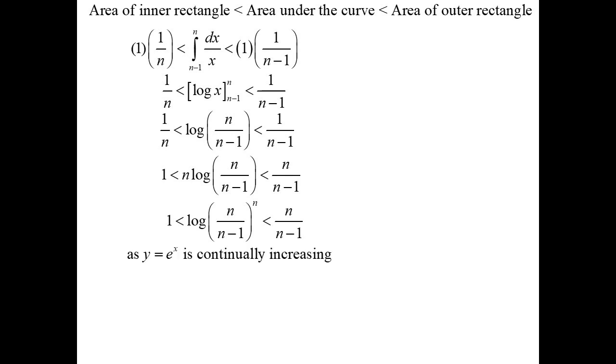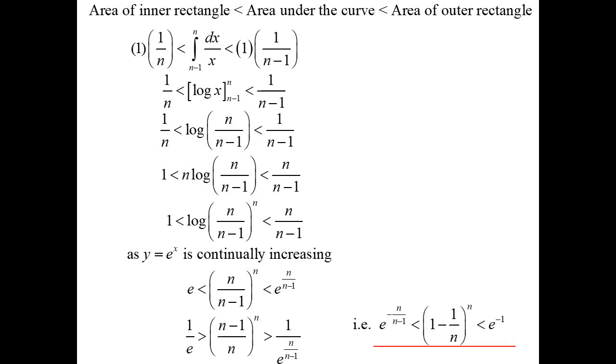Now I'm using that idea when I say about the continually increasing function. So e to the power of x is continually increasing, so the inequalities will be preserved. So e to the power of 1 will be less than the n on n minus 1 to the power of n, less than e to the power of n on n minus 1. Turn everything upside down, so the inequality signs change, because when you flip, you change the inequality sign. And rewriting that, we basically have what we want.